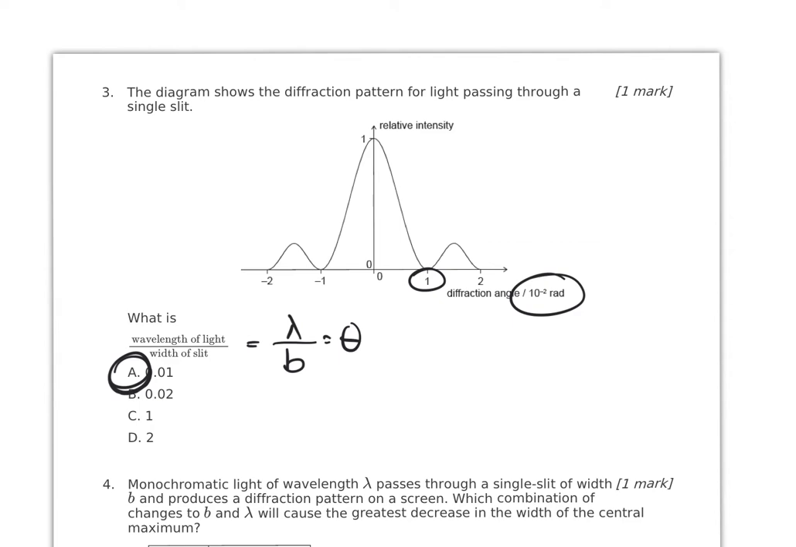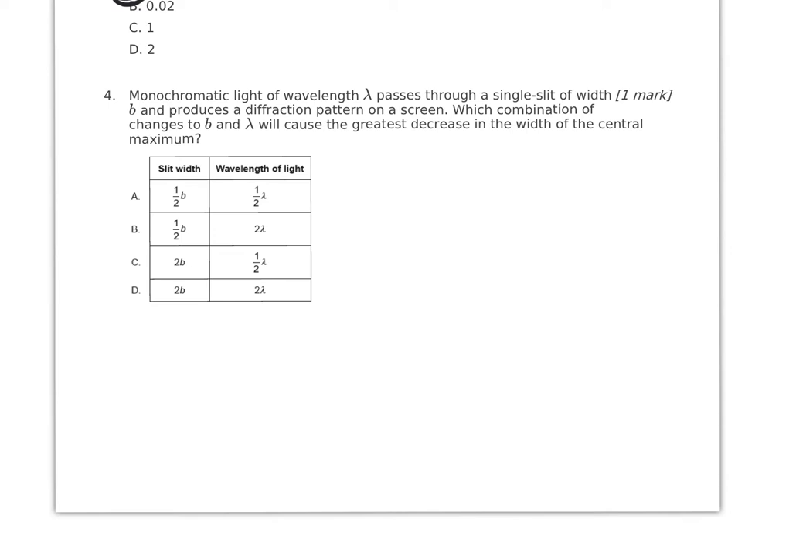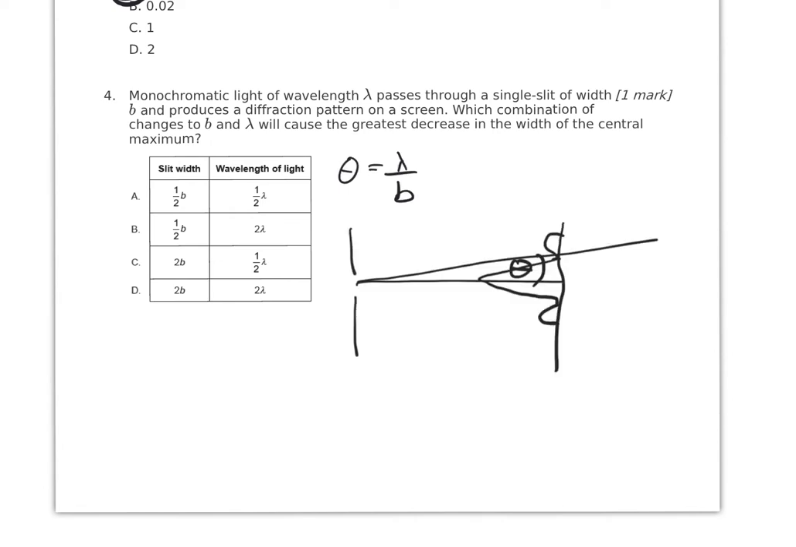All right, next question. Okay, number 4: monochromatic light of wavelength lambda passes through a single slit with width b and produces a diffraction pattern on a screen. Which combination of changes to b and lambda will cause the greatest decrease in the width of the central maximum? So the formula is theta equals lambda over b, and theta, of course, is half the width of the central maximum. Again, sketching that out, that's what theta is. It's the angular displacement from the center of the primary maximum to where the first minimum falls. And it says I want to decrease the width of the central maximum.